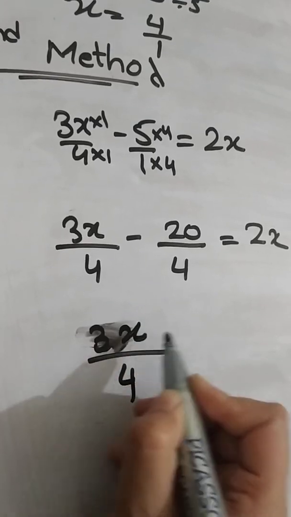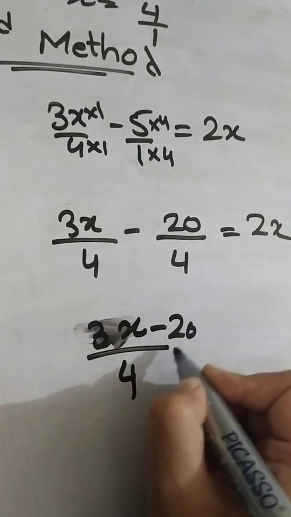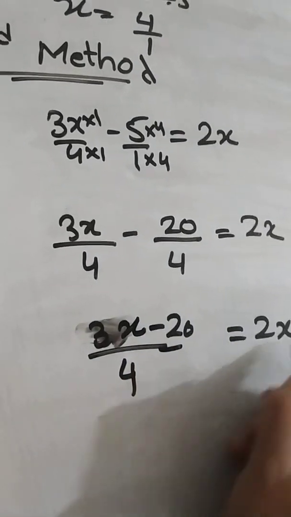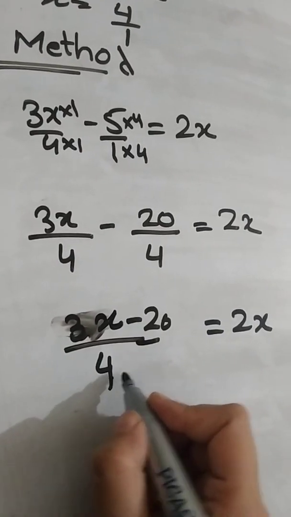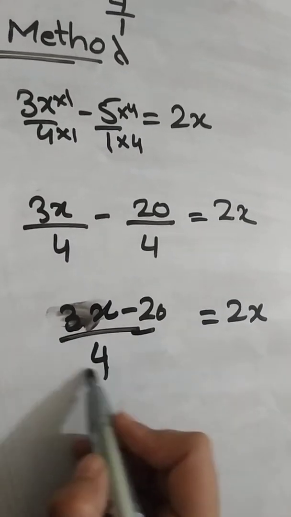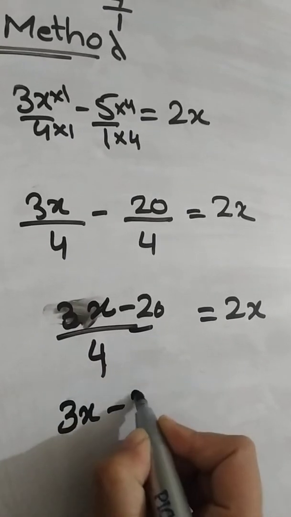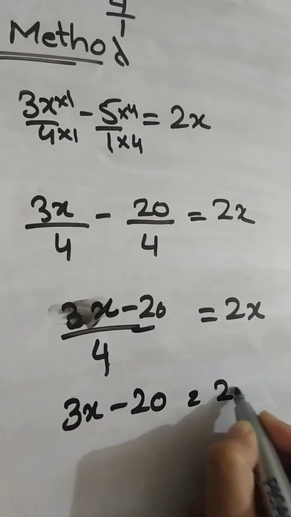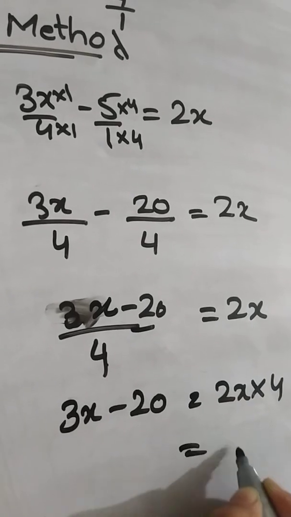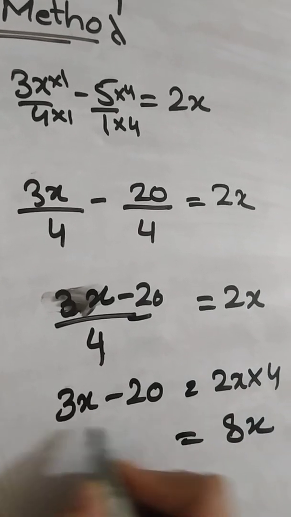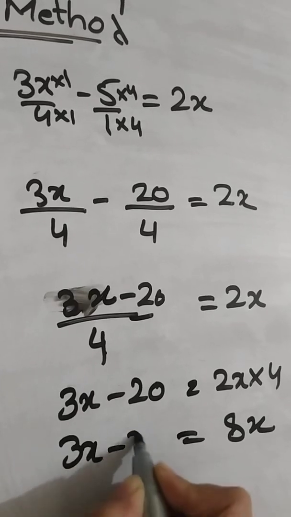3x minus 20 is equal to 2x. Here 4 is dividing. In the next step 4 will multiply with 2x. 4 twos are 8, 8x, = 3x - 20.